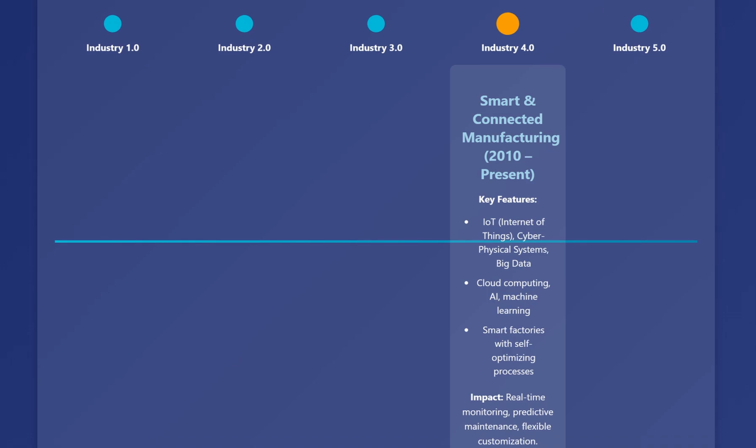This is where now, after 2010 and to the present, we have what we call smart and connected manufacturing. So they are born of the Internet of Things, that is IoT. Things like cyber-physical systems, big data management or mining, cloud computing, artificial intelligence, machine learning, smart factories with self-optimizing processes. These are some of the key features that came in. So if you look at these features, we call it Industry 4.0 because they are now helping to make manufacturing smart and connected. What was the impact of this?